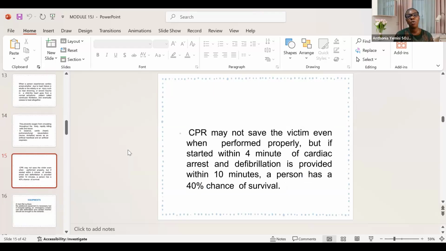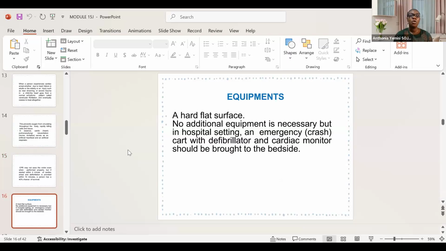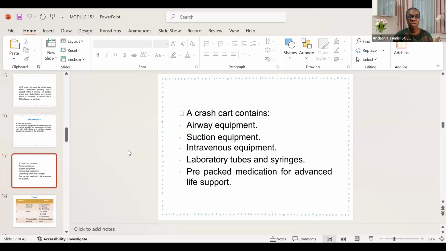CPR may save your patient's life if it is performed properly, and especially if it is commenced within 4 minutes of cardiac arrest, within 4 minutes of the heart stopping. Your patient will have about a 40% chance of survival. So what are the things you will need if you want to do CPR for the patient? You need a hard, flat surface. Other than that, if it happens at home, you don't need anything else. You need your hands and your mouth, the mouth to give the rescue breath, and the hands for the chest compression.